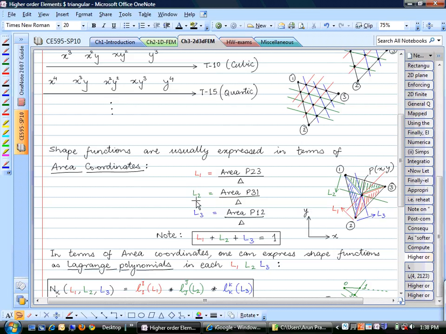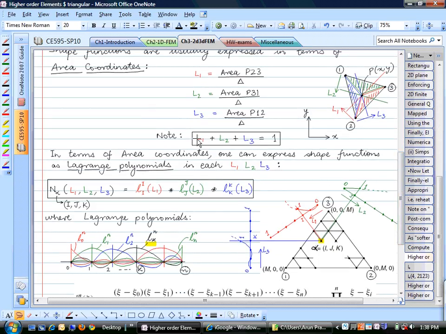Okay. So similarly, you have L2, which is this green area over the total triangle, and blue over the total triangle. And obviously, since the sum of these 3 triangles is going to be equal to delta, which is the total triangle, if you add all these 3 up, you should get delta divided by delta, which is 1. So these area coordinates are not independent, because obviously they should not be. We have only 2 independent coordinates, x and y. So we cannot create a third independent coordinate out of thin air. This is the relationship that relates the 3 area coordinates. So in effect, we still have 2 independent variables.